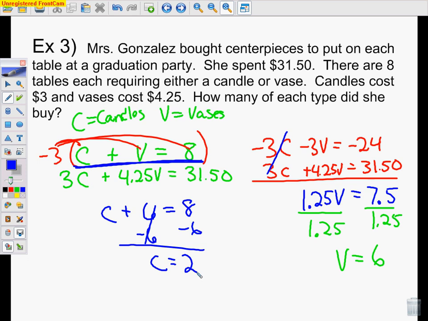Please make sure that your answers make logical sense at the end. You know that you can't buy part of a candle, so 2.5 candles wouldn't work. You know that you couldn't buy negative candles. You can't go to a store and put candles on the shelf. All right, so negative answers won't work also.